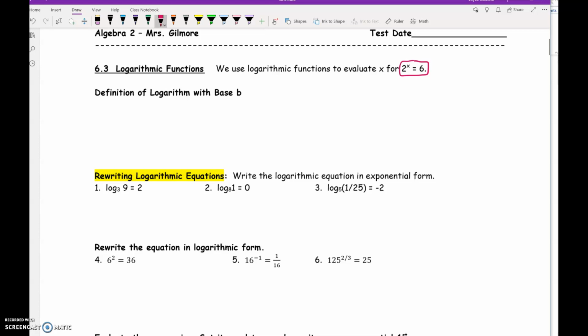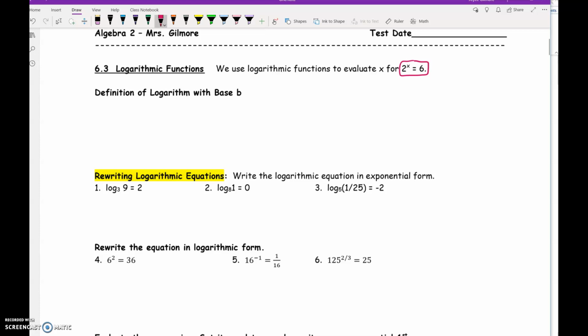Logarithms allow us to undo an exponent of x. Logarithms are kind of like the xth root, because if we square something, we can take the square root. If we cube something, we can take the cube root. If we raise it to the x, we can take the logarithm, and that will undo it.